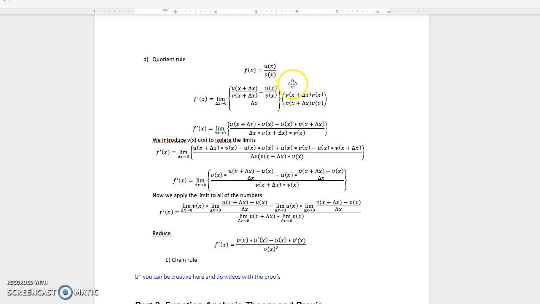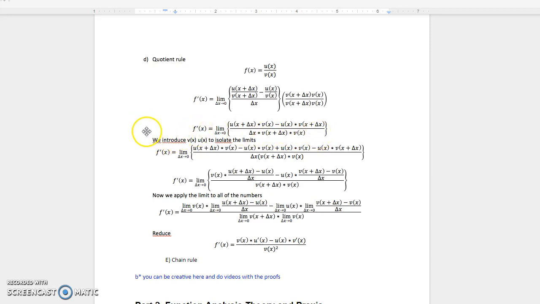So what we do is we multiply all this by v of x plus delta x times v of x, divided by v of x plus delta x multiplied with v of x. So now we have eliminated this bottom part. So now we have f prime of x equal to the limit as delta x goes to 0 of u of x plus delta x times v of x minus u of x times v of x plus delta x, over delta x times v of x plus delta x times v of x.